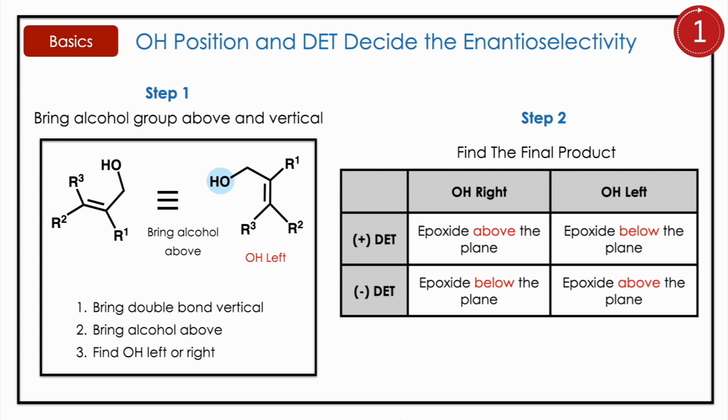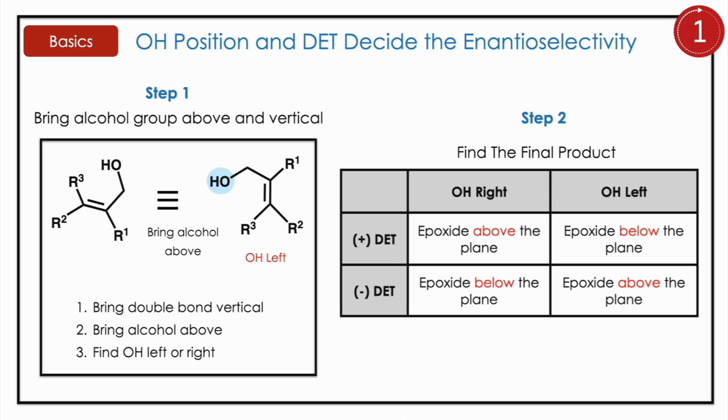The most important thing you should learn is OH position and DET. Here the first step is you should bring the alkene vertical and alcohol above. So bring the double bond vertical. Rotate the alcohol to the top side. Then you decide whether alcohol is left side or right side. So alcohol left or right is the real data here. Then DET nature is also important. Whether it is plus DET or minus DET decides the product.